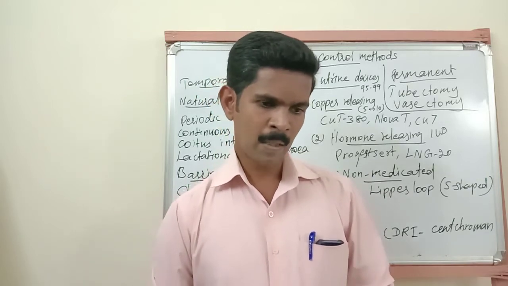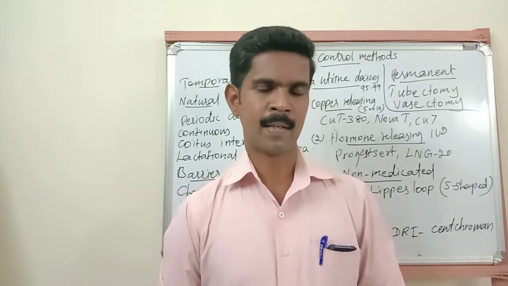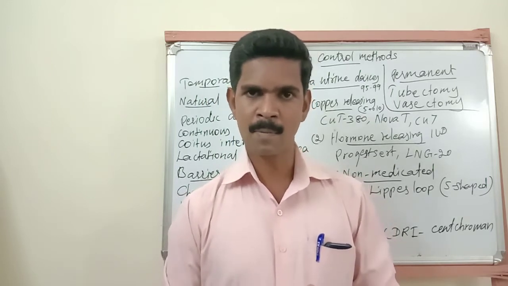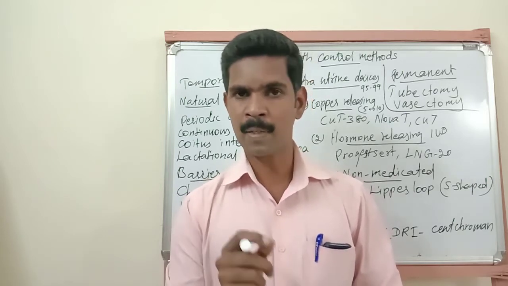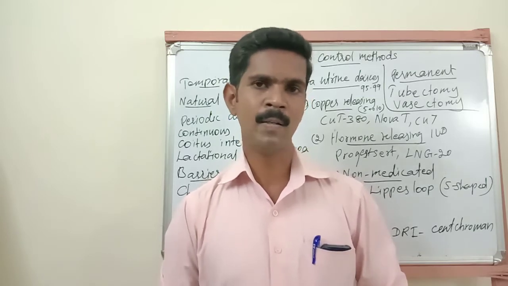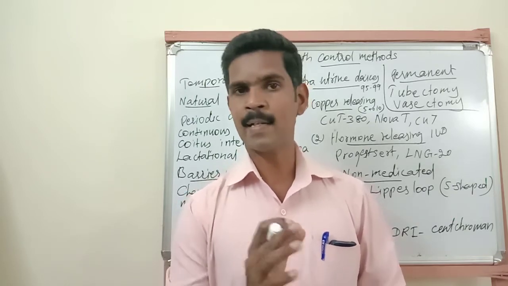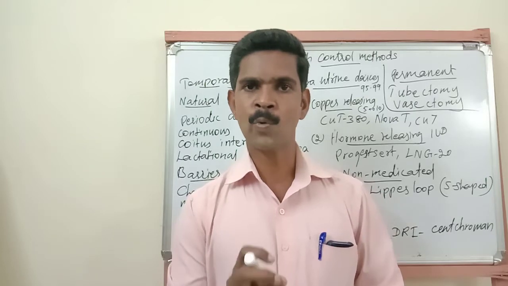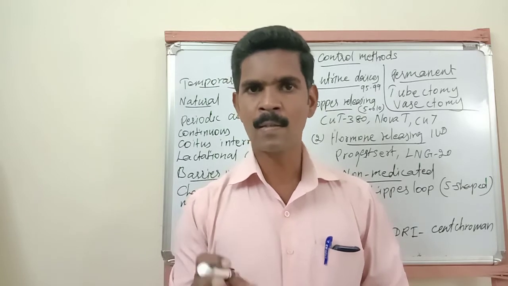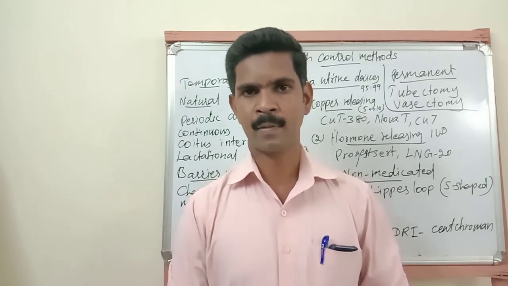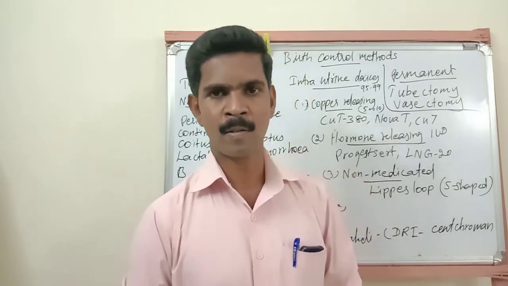Understand? Now I am going to explain the character of a good contraceptive device. Contraceptive devices, as you all know, are devices used to prevent fertilization or pregnancy. The first quality of an ideal contraceptive device is that it should be user friendly. That means when a person uses this device, it should not cause any problem to their body. So this is the first character of an ideal contraceptive device.